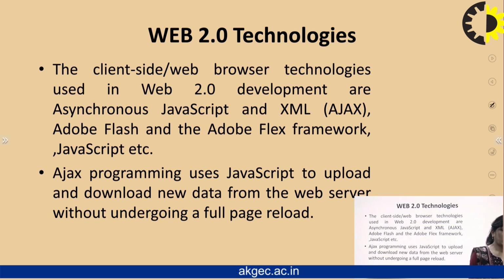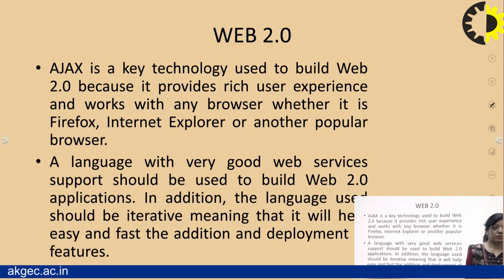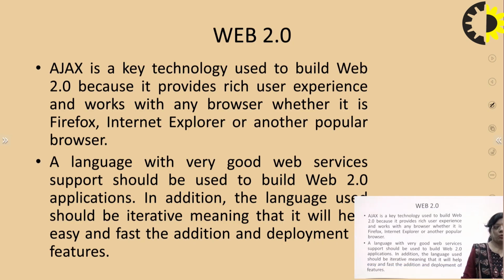And Ajax programming uses JavaScript to upload and download new data from the web server without undergoing a full page reload. So the Ajax that I told you about earlier is used in Web 2.0. Ajax is basically a key technology used to build Web 2.0 because it provides a rich user experience and works with any browser, whether it is Firefox, Internet Explorer, or another popular browser.